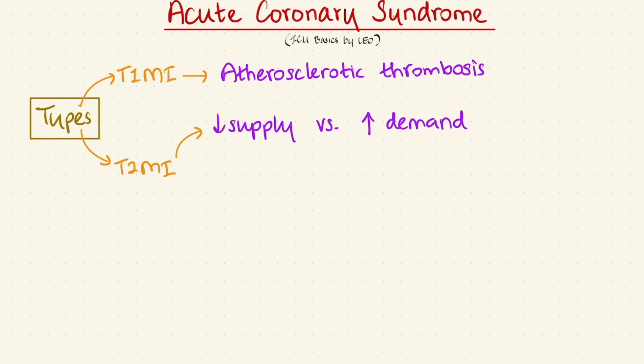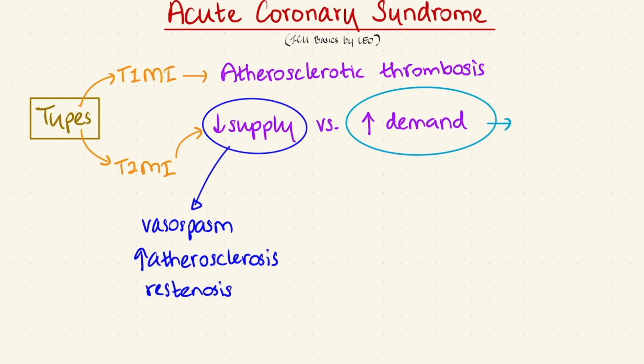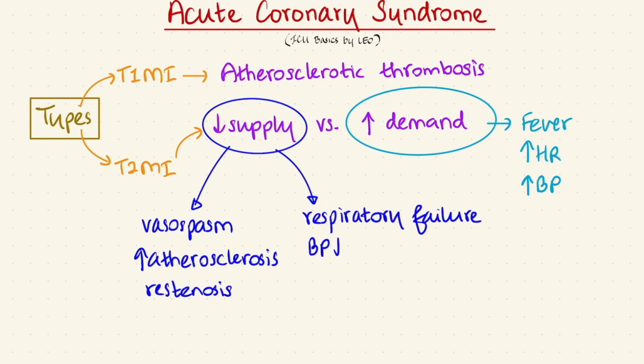Myocardial perfusion can be diminished by coronary artery narrowing, which could be due to arterial spasm, progressive atherosclerosis, or restenosis after PCI. Patients with chronic atherosclerotic narrowing are susceptible to demand ischemia when there is increased myocardial oxygen demand during fever, tachycardia, or severe hypertension, and when there is reduced oxygen delivery during respiratory failure, hypotension, or severe anemia.